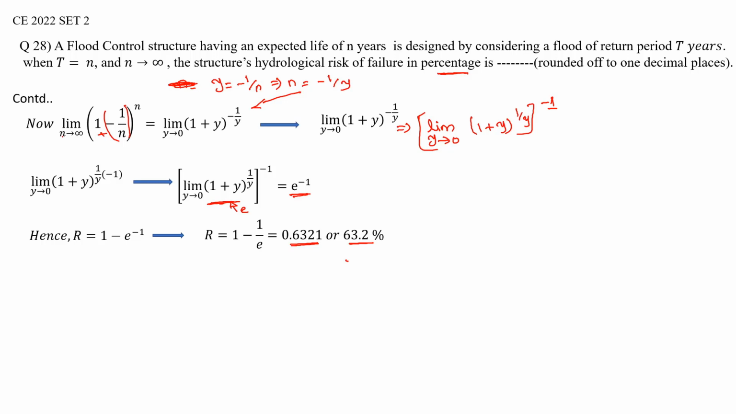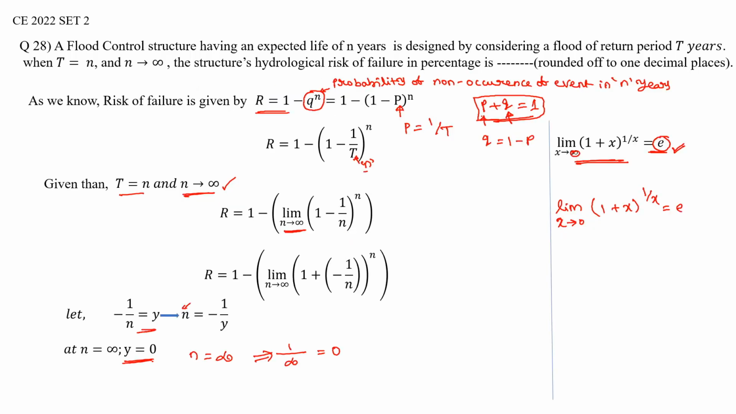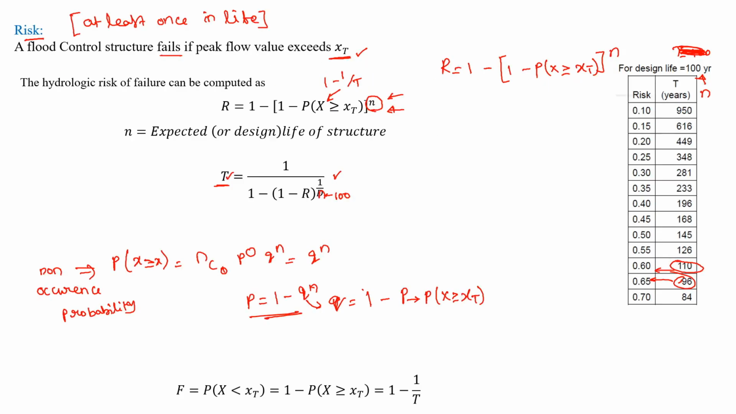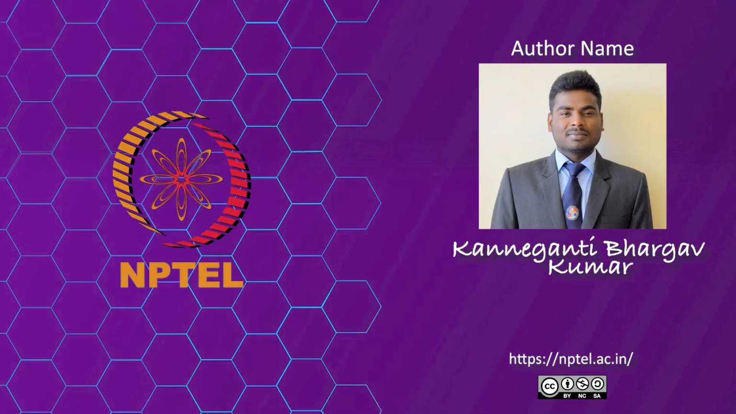So this is a result you can always remember: when t equal to n, the risk will be equal to 63.2%. This is a standard result you can remember, because many times you may tend to forget this limit result. So maybe you can learn this particular equation by heart. When t equal to n, the risk will be 63.2%. This particular table is depicting the same as well.